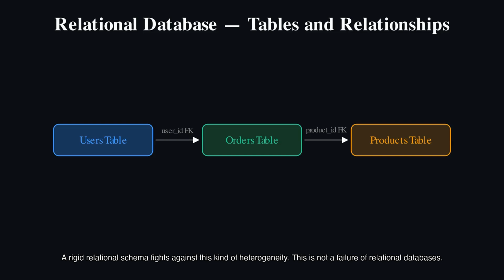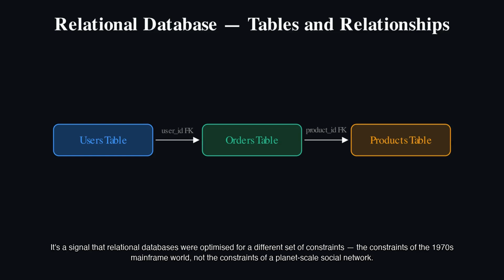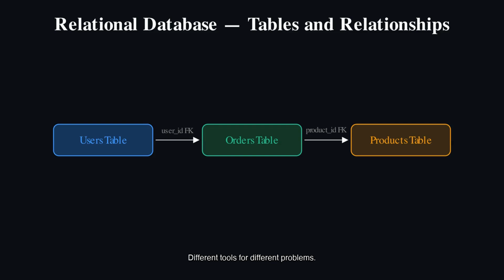This is not a failure of relational databases. It's a signal that relational databases were optimized for a different set of constraints. The constraints of the 1970s mainframe world, not the constraints of a planet-scale social network. Different tools for different problems.